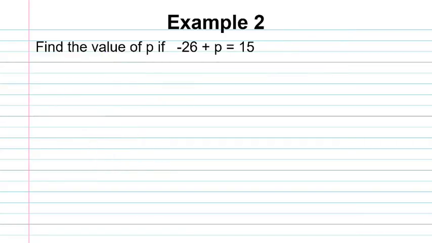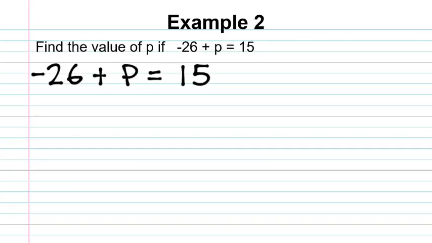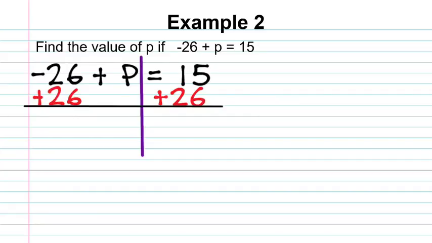Next problem. Find the value of p if negative 26 plus p equals 15. I start out the exact same way, and just for organization's sake I'm going to go ahead and put a line there. I have negative 26 plus p equals 15. The variable is on the left hand side, so I'm going to find out what's happening to my variable, and it looks like a negative 26 is being added to my variable, so that means I'm going to go ahead and add 26, because to get rid of a negative I have to do a positive, and then whatever I do to one side of the equal sign I have to do to the other. Negative 26 plus 26 gives me 0.